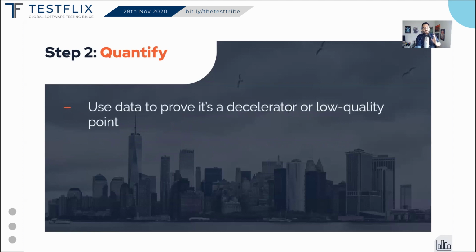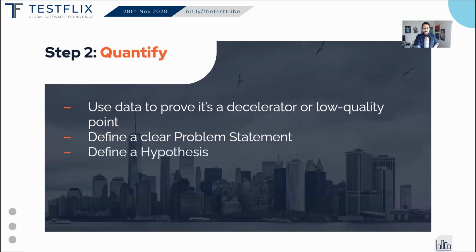Step two is to quantify. Use data to prove it's a decelerator or low quality point. So define a clear problem statement. What is the actual problem you're facing and how are you going to try to solve that problem? Define a hypothesis. A hypothesis is a statement of belief, but with some clear data point in it. And say, if I do this, then I can see that this bridge that we have from D to E, instead of taking a day on average, is going to go down to about an hour instead. It's a very clear data point, a very clear goal, which helps when we're quantifying things.